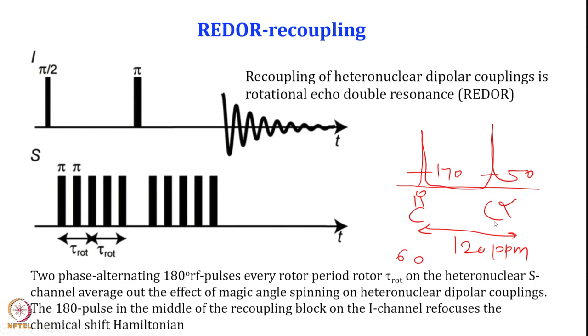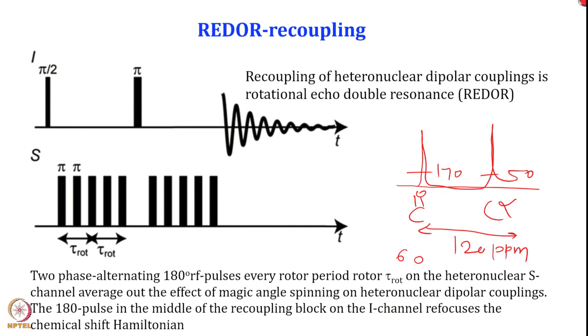How can you calculate the rotor period? We know the spinning speed. So, for one rotor period, depending upon the spinning speed, we can calculate it, and there has to be a two-phase alternating 180 degree RF pulse for every rotor period on the carbon, on the heteronuclear channel, and that basically averages out the magic angle spinning phenomenon that is there on the heteronuclear dipolar coupling.